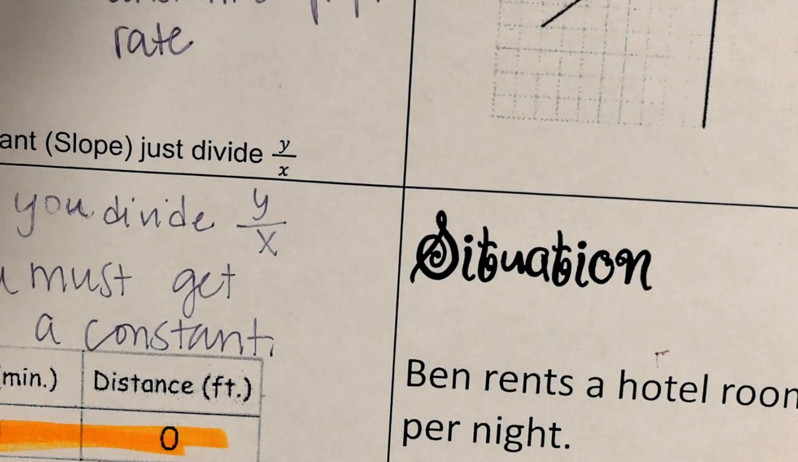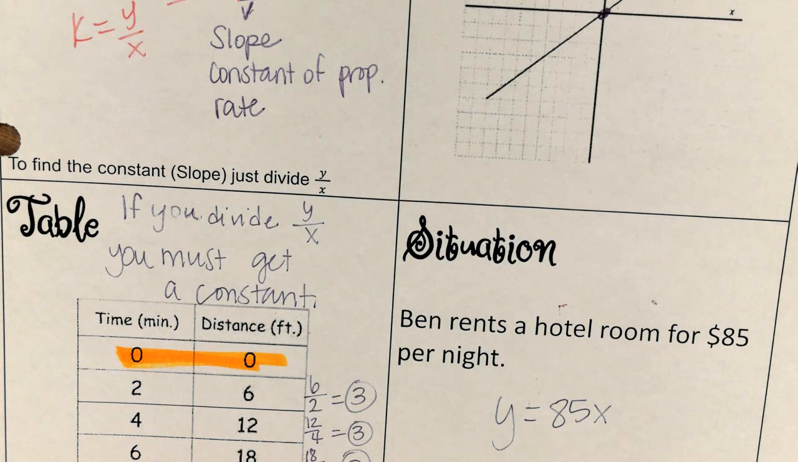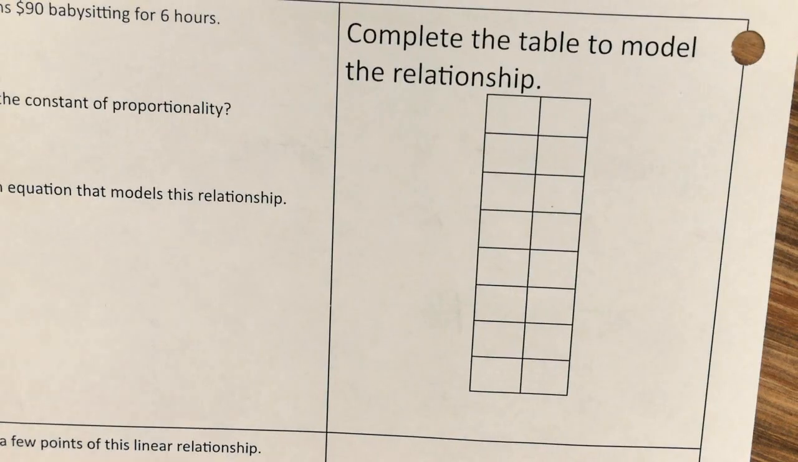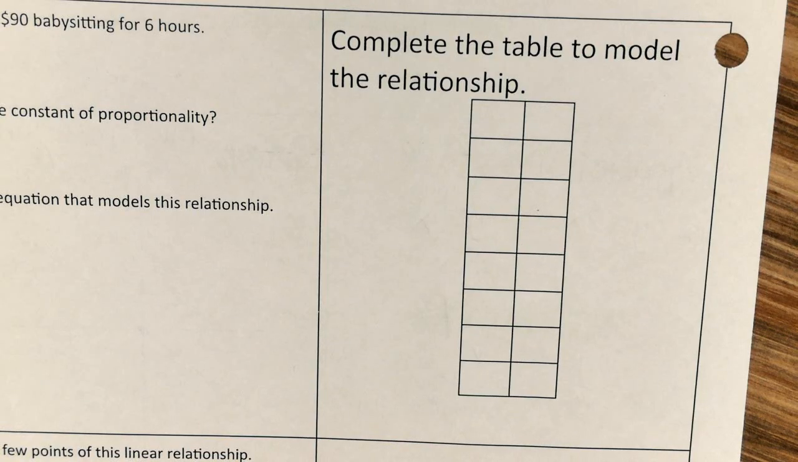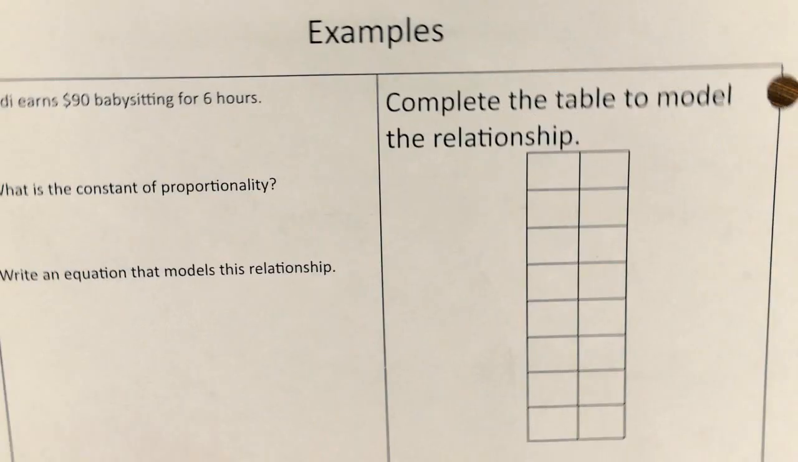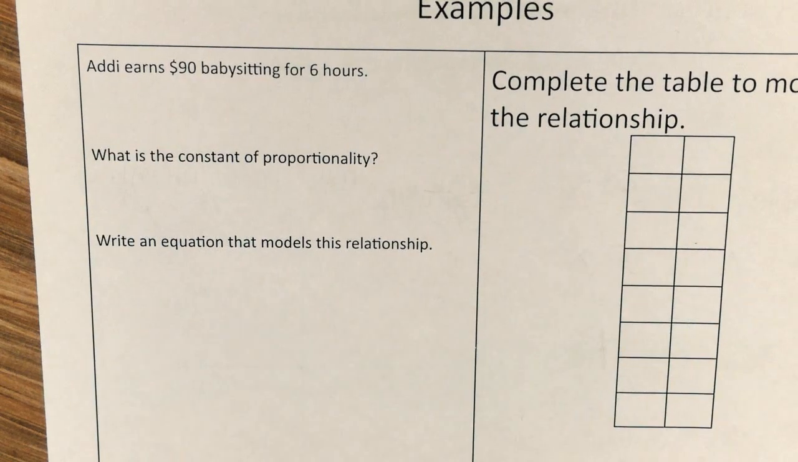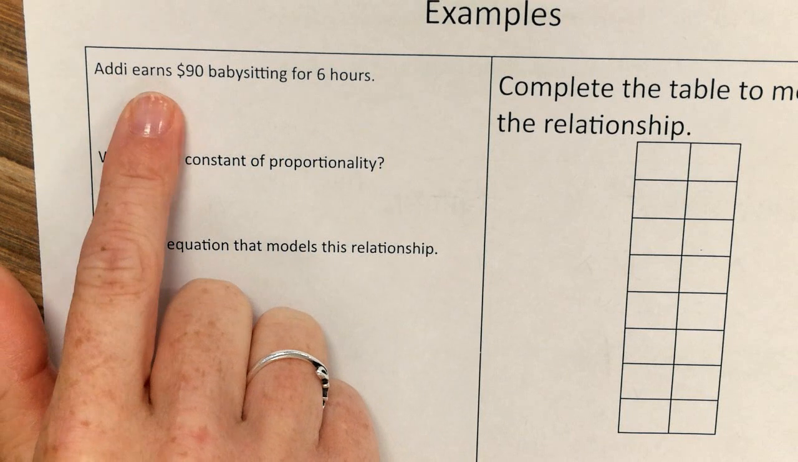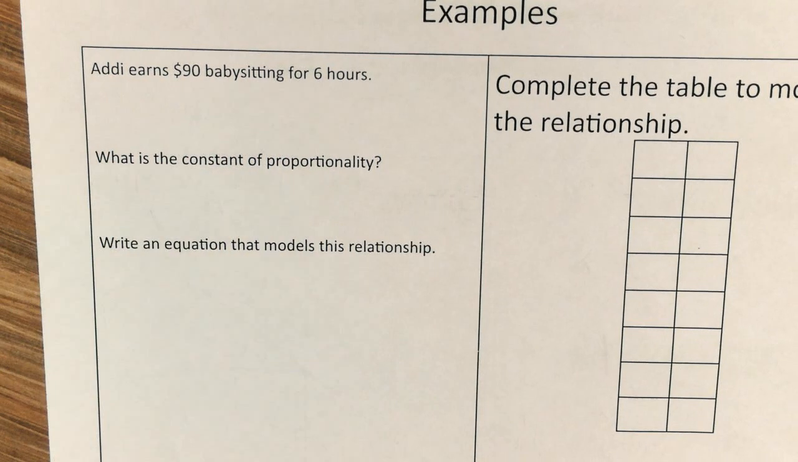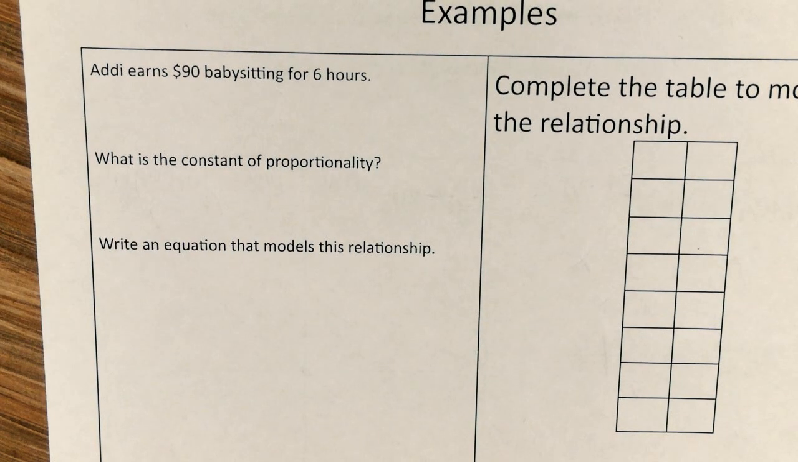Now we're going to go to the back, and I'm going to give you all a real example, and I am going to show you it as an equation, as a table, and as a graph. And we're going to put all the pieces together, and this is what your CBA is going to look like. Okay? All these different ways. We're going to start with this box, but they all go together. It says, Addie earns $90 babysitting for 6 hours.